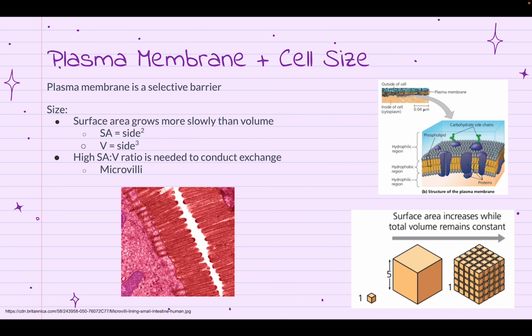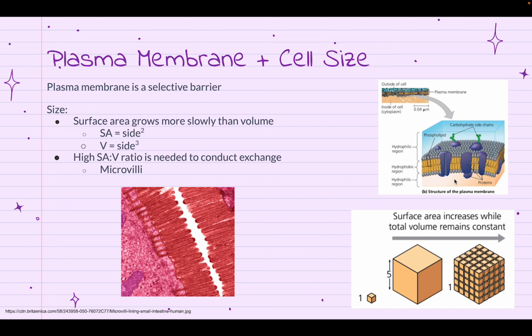Alright, so now let's talk a little bit about the plasma membrane and cell size. A future lesson will talk more about the plasma membrane, but this is just an introduction to make the rest of the lesson make sense. The plasma membrane is a selective barrier that covers the cell and also some of the organelles within it, if it does have organelles. It looks kind of like this. This is a colorized microscope picture.